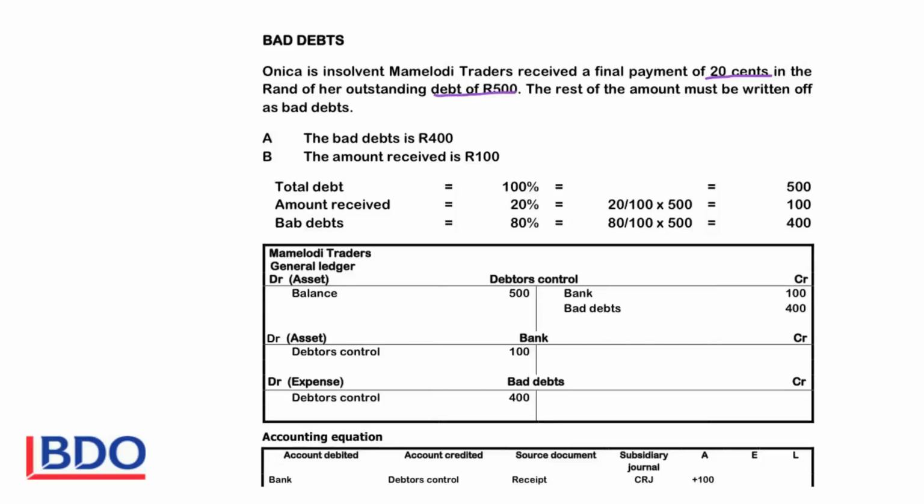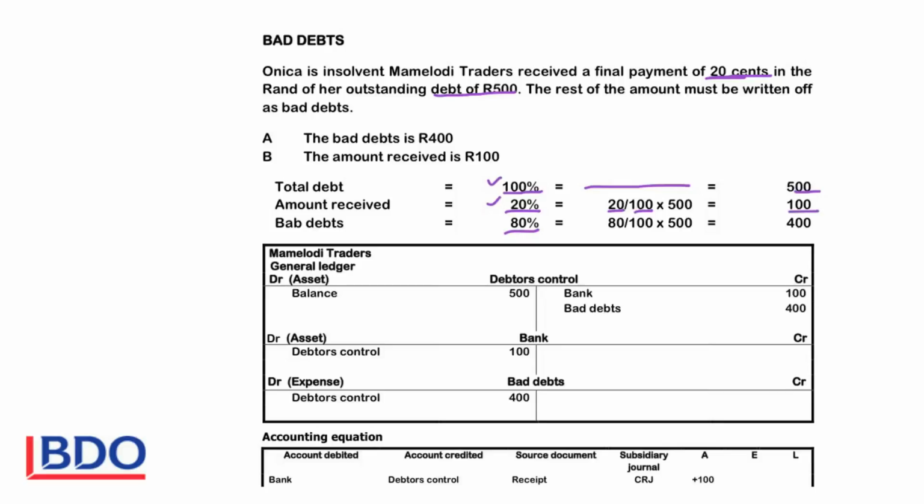The total debt is 100%. We only receive 20% of that debt, and the bad debt will be 80% of the total debt. They gave us the outstanding amount, so the total debt equals 500 Rand. If we want to calculate the amount received, the percentage that we want, 20, divide by the percentage that we know, 100, times 500, and that will give me 100 Rand.